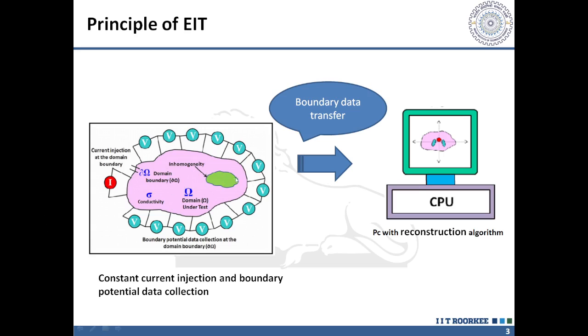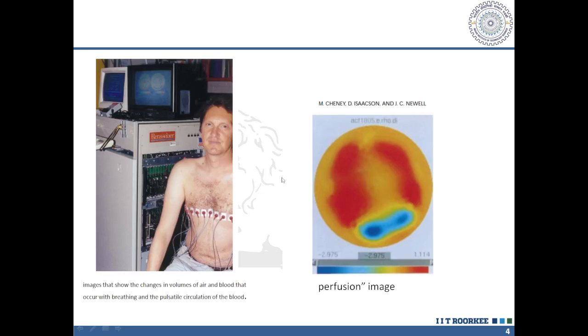In my next slide, I have one picture. You can see that here the electrodes are encircled on the chest of the body, and what we are trying to get from these electrodes is to see the changes in the volume of air and blood that occur with breathing as well as the circulation of blood.